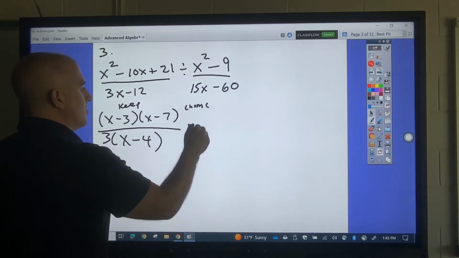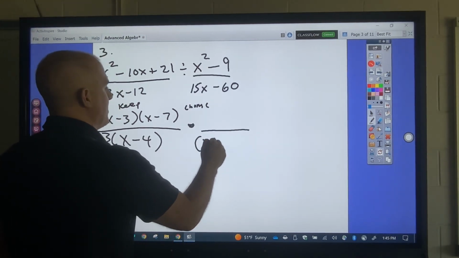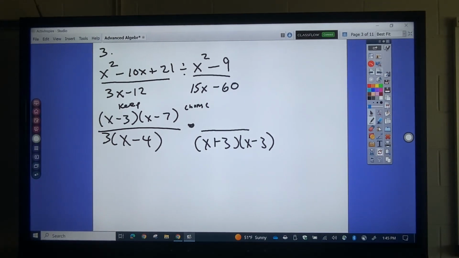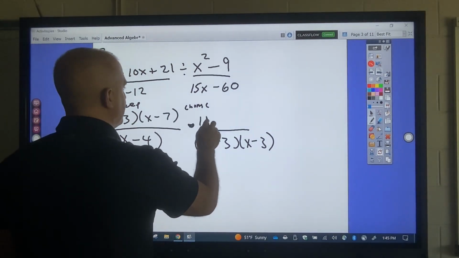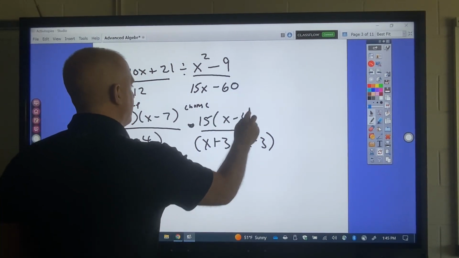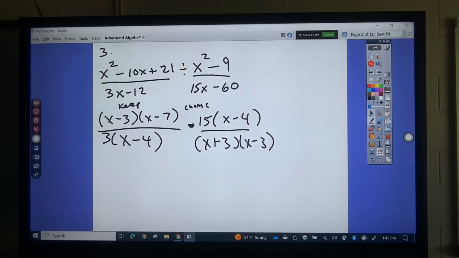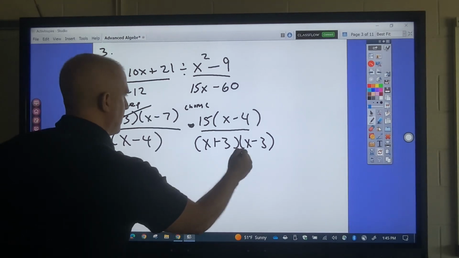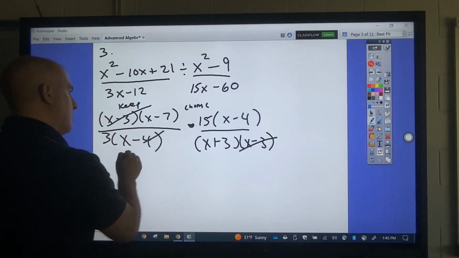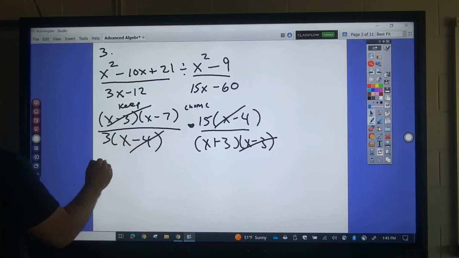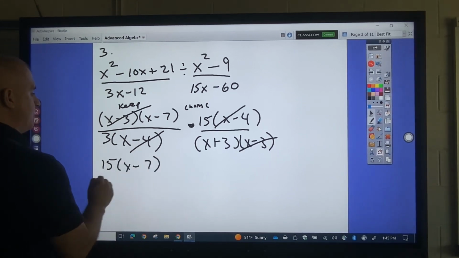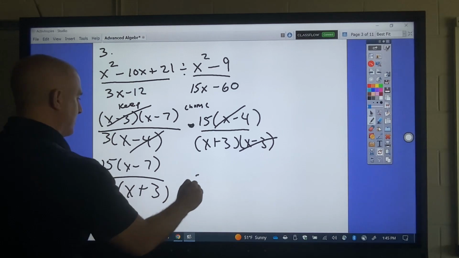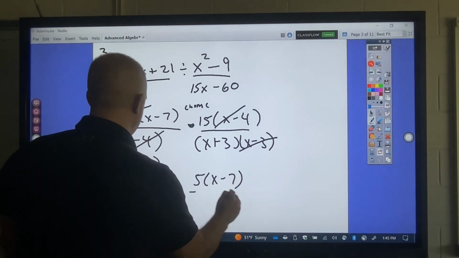So on the bottom here, this would become x plus 3, x minus 3. This, I would take out a 15, and I'd have x minus 4. Nothing vertically, but here and here. I also have here and here. Up top, I've got 15, x minus 7. On the bottom, I've got 3, x plus 3. If I divide that, that's going to be 5, x minus 7 and x plus 3.